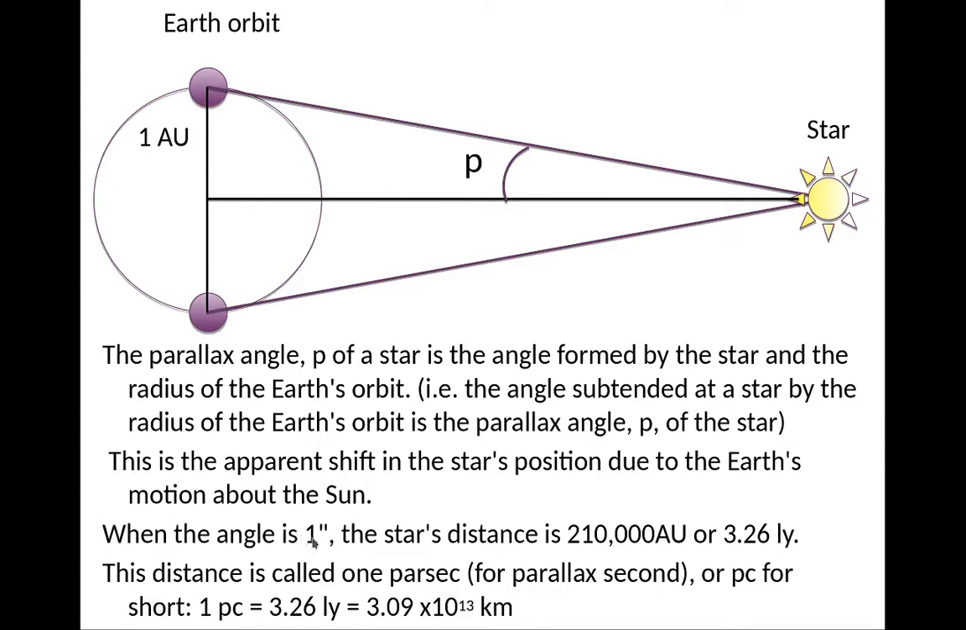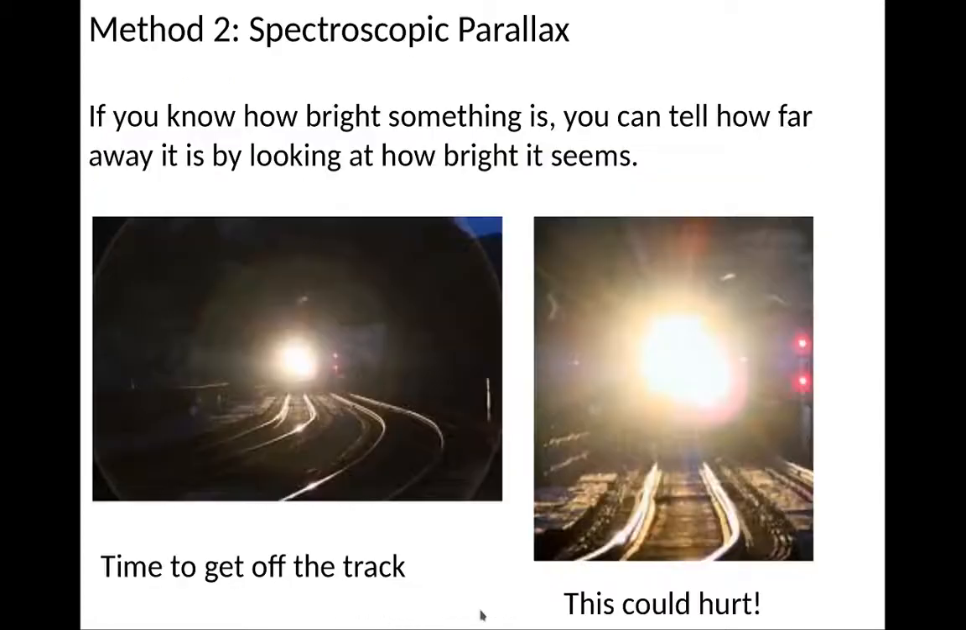When the angle is about 1 arcsecond, the star's distance is about 210,000 AU, or 3.6 light years. This distance is a natural unit, and it is called 1 parsec, or 1 parallax second, or pc for short. So 1 parsec is 3.26 light years, or more simply, about 3 times 10 to the 13 kilometers. That's the first technique, so you can measure the distances to a few of the closest stars.